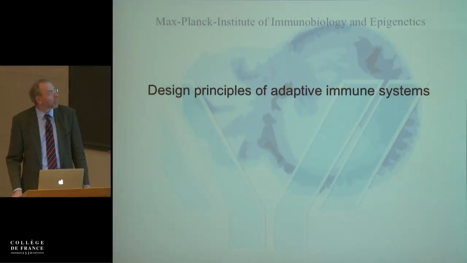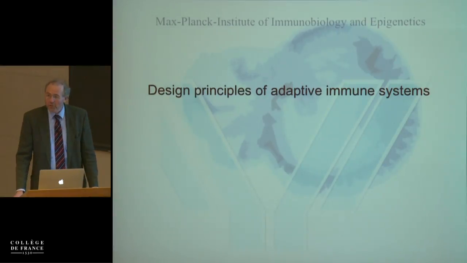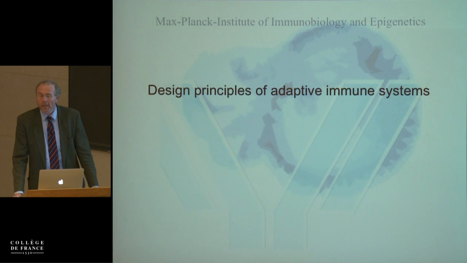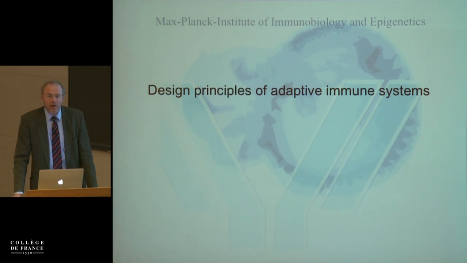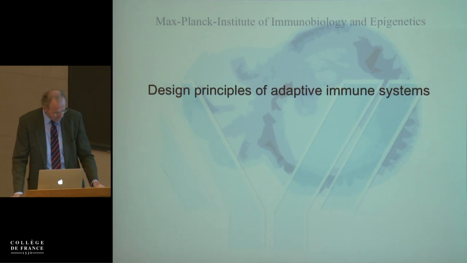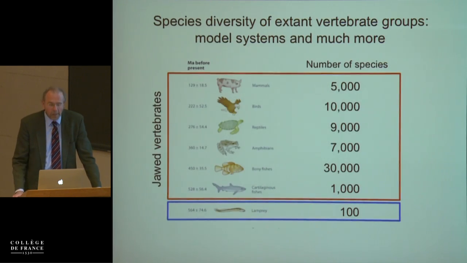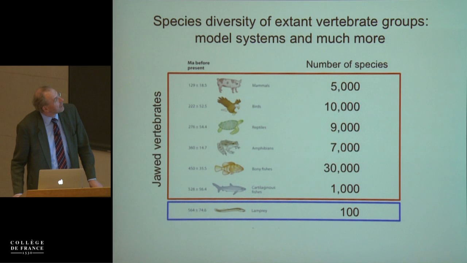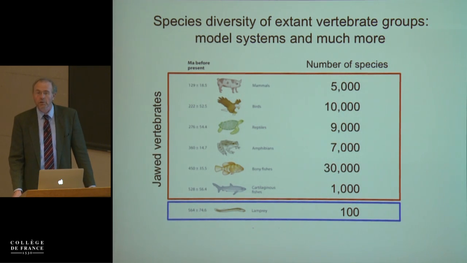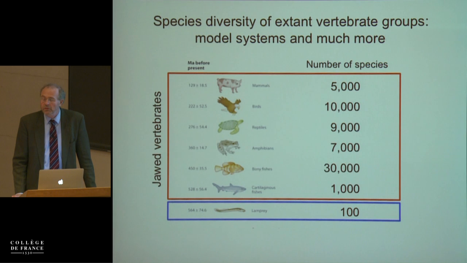So I would like to do my best to show you what we are trying to do in my laboratory in Freiburg. And I discuss design principles of adaptive immune systems. The reason why we are interested in design principles is that, of course, when you consider the diversity of animals that inhabit this planet, you will realize that even amongst vertebrates, to which we belong, there are about 60 or more thousand different types of species.